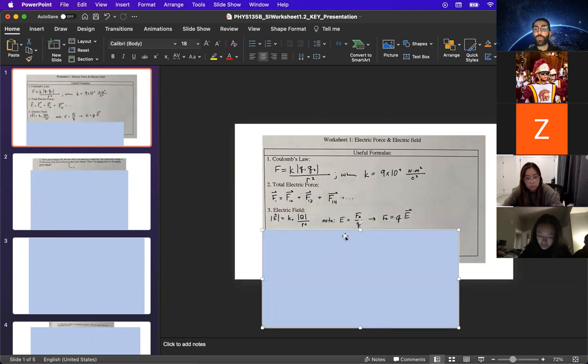Electric field, we'll use this in different cases, but notice the big Q. And we can also notice a relationship here with that electric force over Q equals the electric field. So just keep that in mind. There's some interconnectedness between these two concepts.